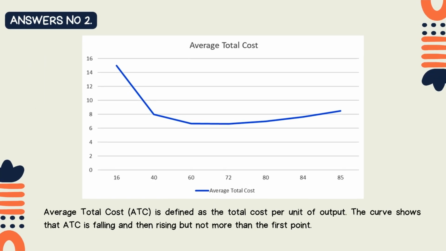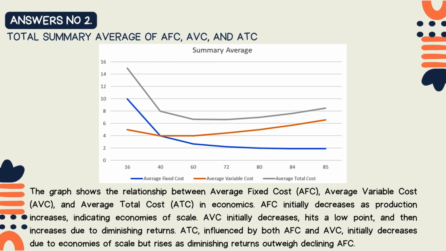This is the graph drawn based on the calculation for average total cost. Average total cost, ATC, is defined as the total cost per unit of output. The curve shows that ATC is falling and then rising, but not more than the first point. This is the total summary for AFC, AVC and ATC.